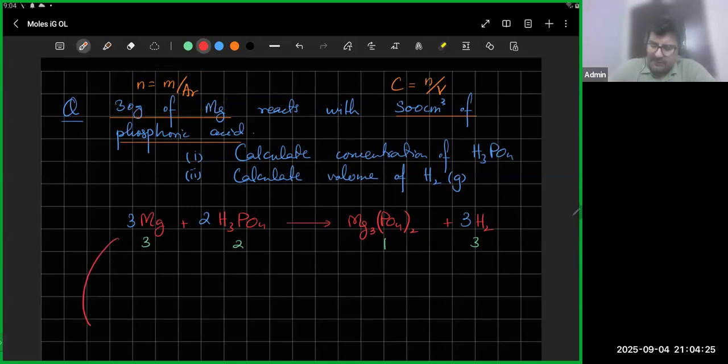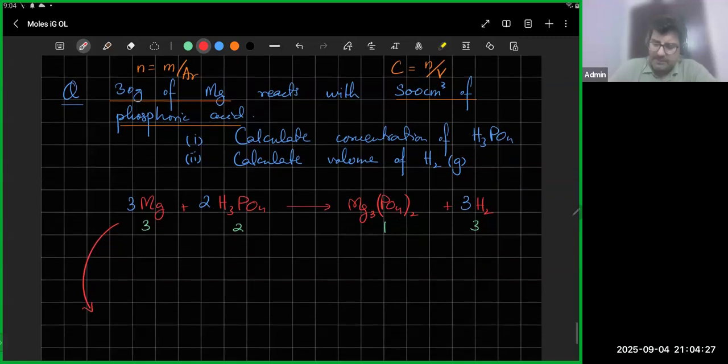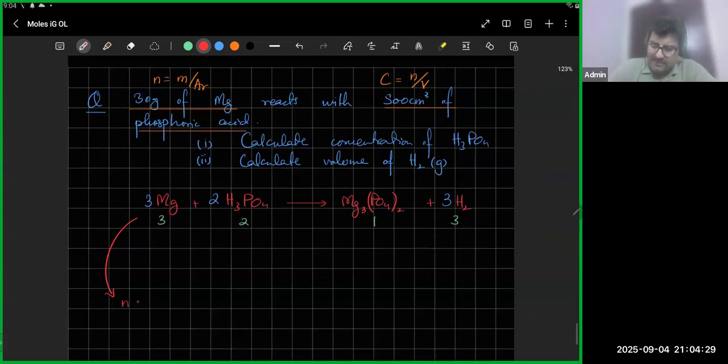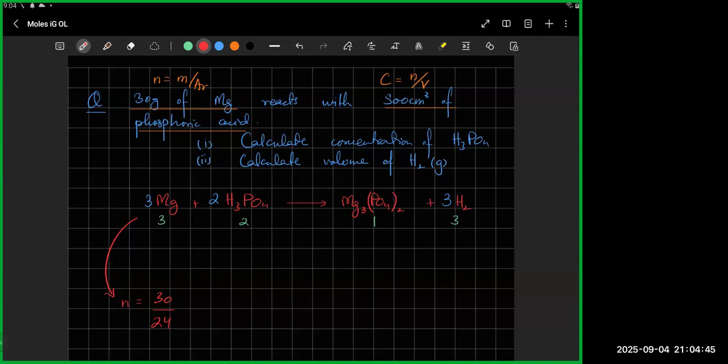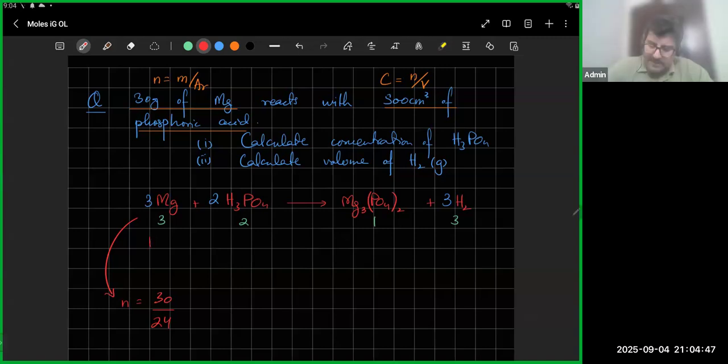So we're going to do exactly that. We're going to try and figure out the moles of Mg. So how do you figure out the moles of Mg? Moles is the mass, which is given, that's 30 grams, divided by the molar mass of Mg, which in the periodic table is 24. So how many moles is this? You're getting 1.25 moles.